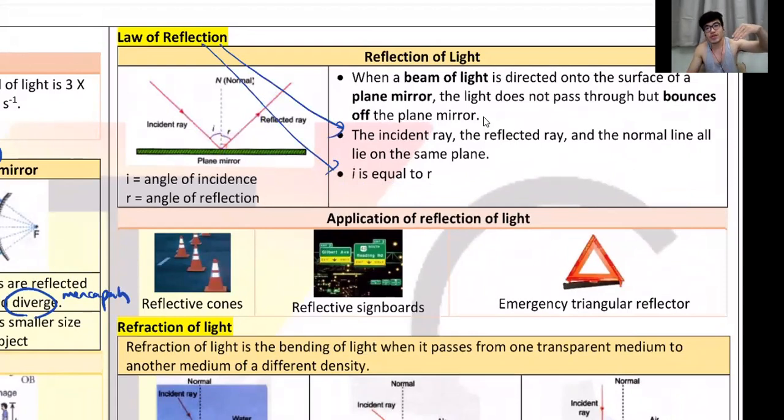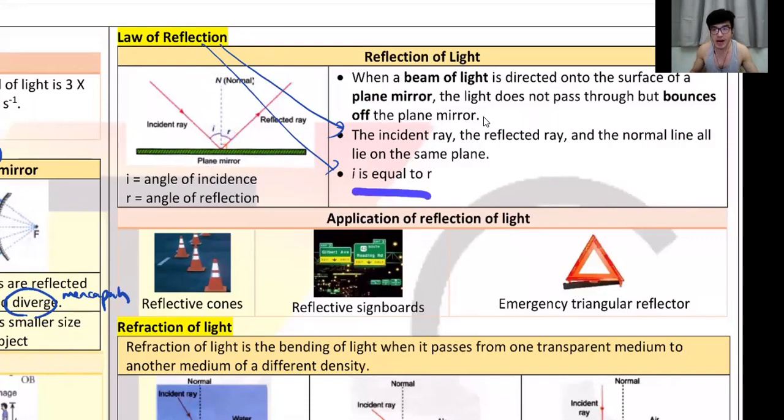Sudut tuju sama dengan sudut pantulan. Okay, I and R is the same. Remember, don't measure your angle here. That is wrong. You measure your angle here. That's why we draw a line here called the normal. This normal line doesn't exist. It's an imaginary line. We put it there so that we know that this is 90 degrees, a perpendicular line, so that we can draw an angle here.